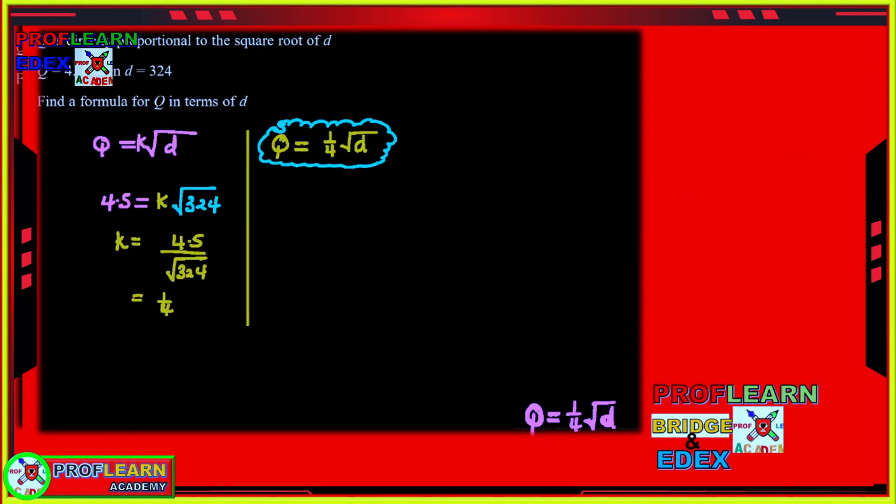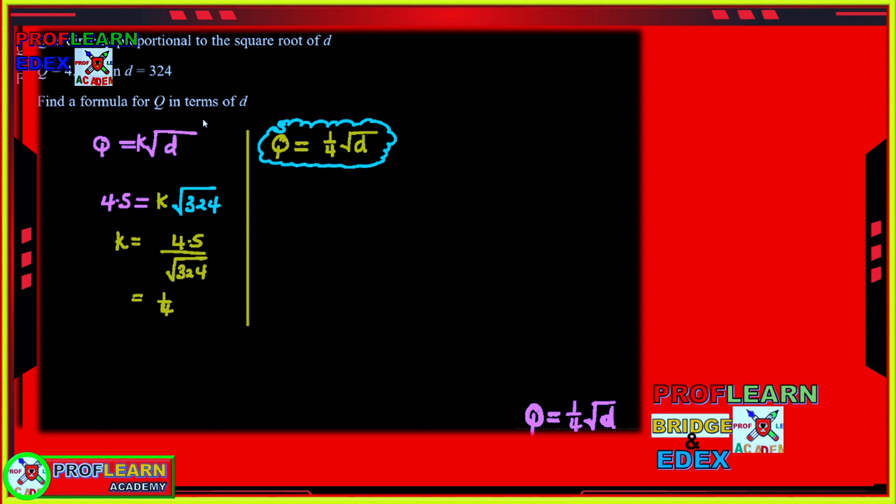This question requires us to study proportion and to find the constant. Yes, q is directly proportional to the square root of d. So the equation for that will be q equals k root d. We are given q 4.5 and d 324, so we are going to substitute those values here so that we can find the exact value of k, and that becomes 1/4 or 0.25. So q equals 1/4 root d.